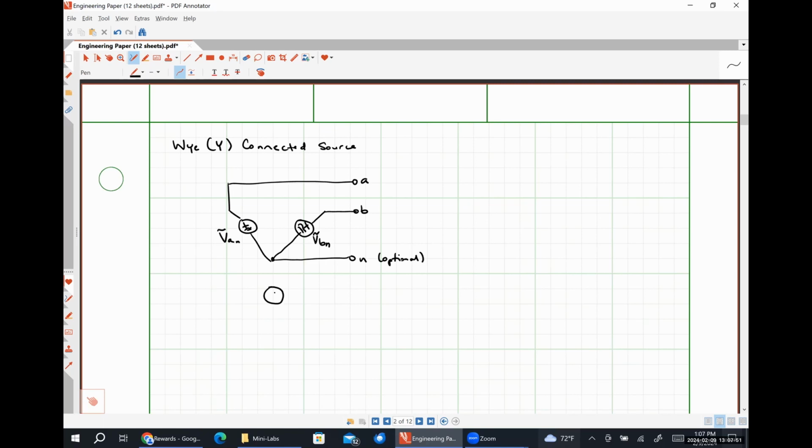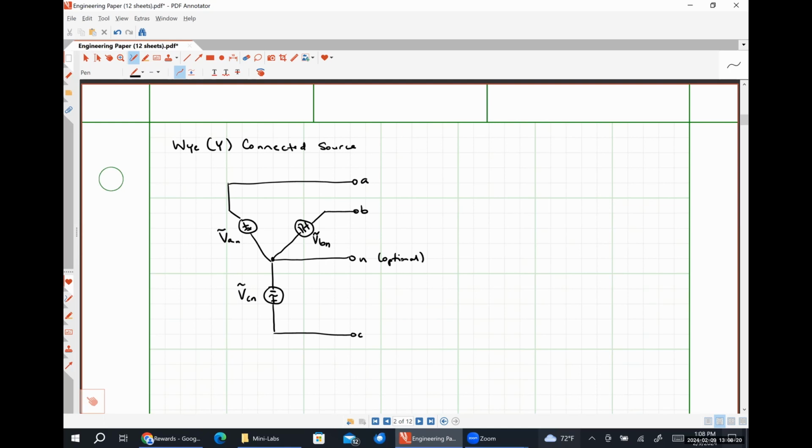And then down here, I have yet another voltage source. This is my C terminal. This is voltage VCN, like so. So this is the way that it's typically drawn, and having all of these weird diagonal voltage sources annoys me.